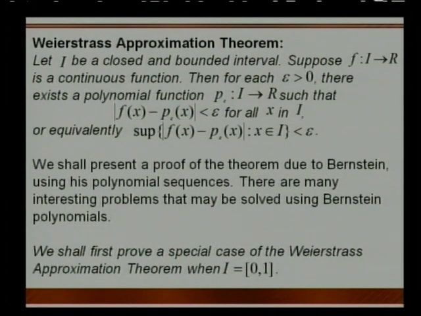Now what we do is we will try to see a proof by Bernstein using polynomial sequences. There are some specific kinds of polynomials which Bernstein has developed. There are many interesting problems that may be solved using Bernstein polynomials. They have their own interest actually. This theorem is ideally proved for a closed interval. First we prove it for the closed unit interval, and then later I will comment on how we can generate a proof on a compact metric space.